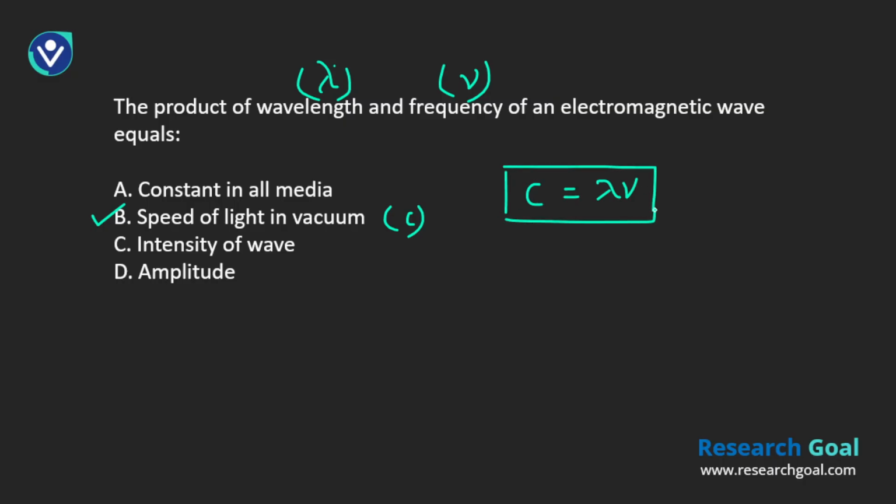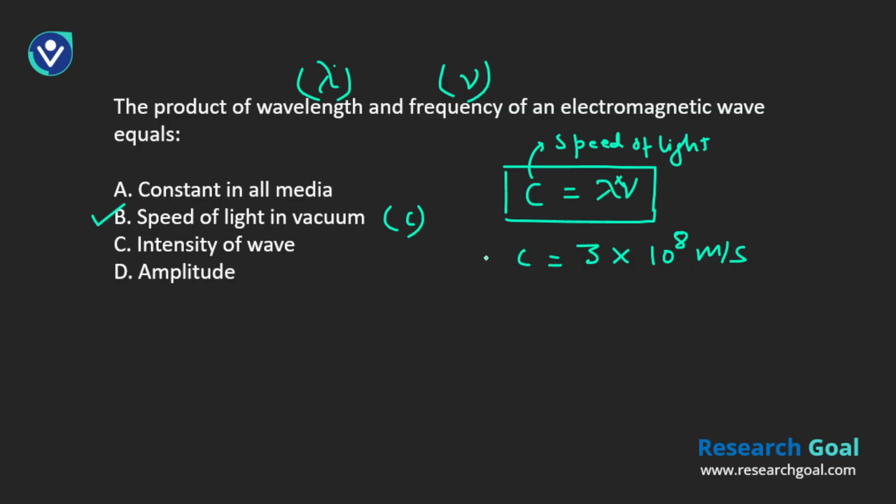Very, very famous equation, right? See, this is the speed of light. So the speed of light is the product. When you multiply these two, what you get is this. And I'll also tell you the value of this: 3 multiplied by 10 to the power 8 meter per second. This is the distance light can travel in 1 second.